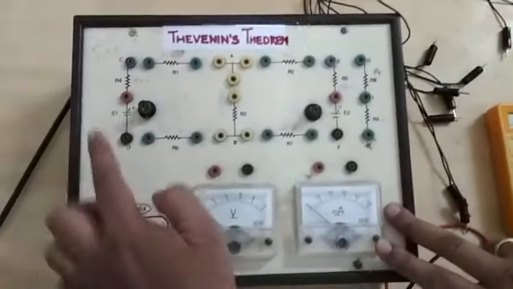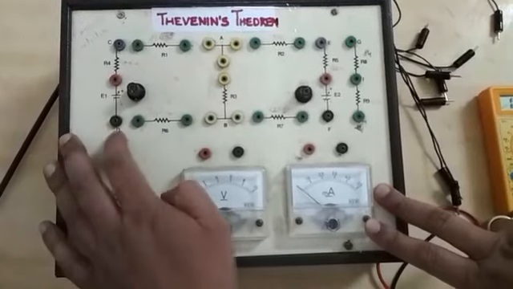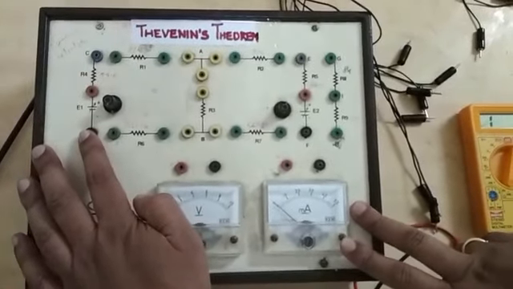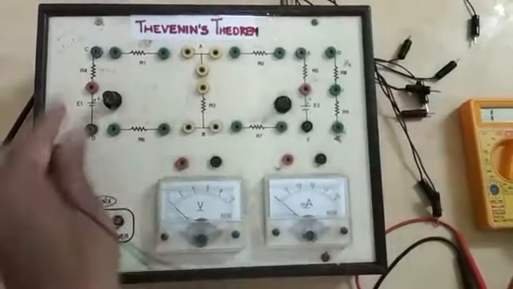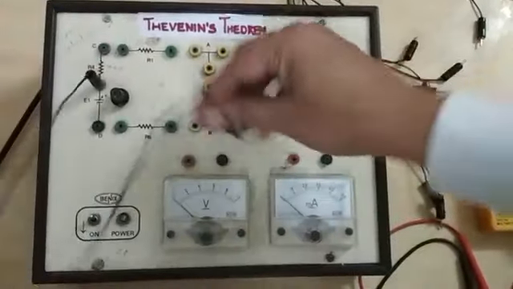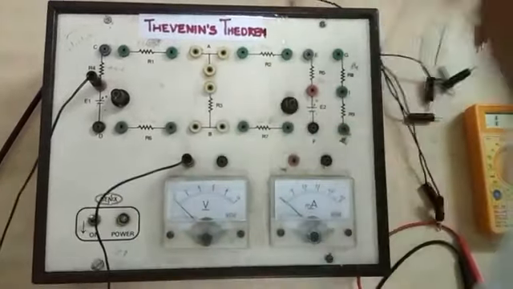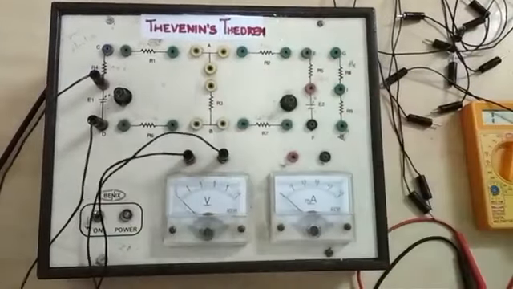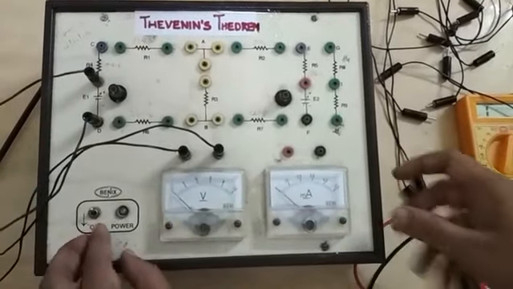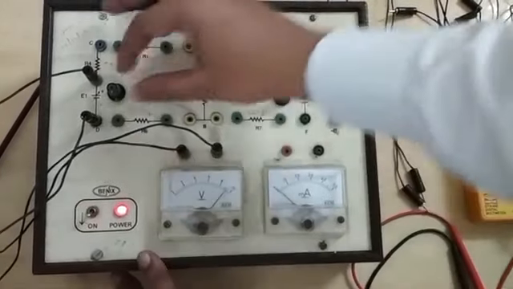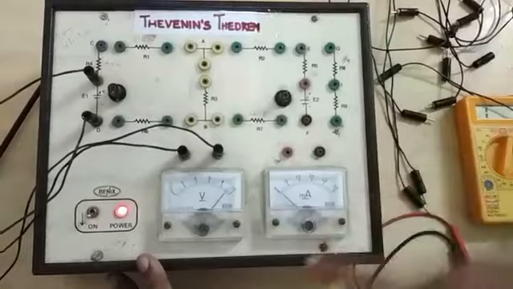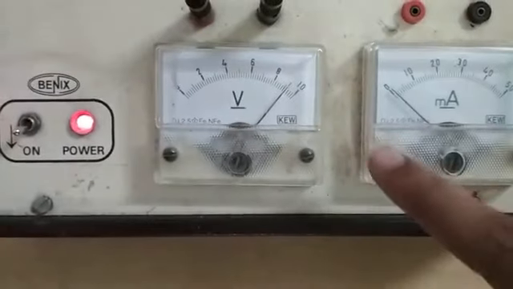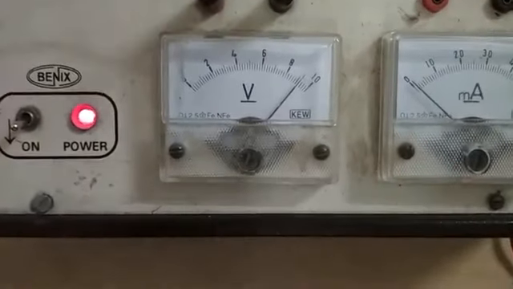First we have to set our voltage source. What we have to do here is connect its positive terminal to the positive of the voltmeter, and the negative of the source to the negative of the voltmeter. Then we switch on the supply and set it to some desirable magnitude. Okay, we have set it to 9 volt. Clear?